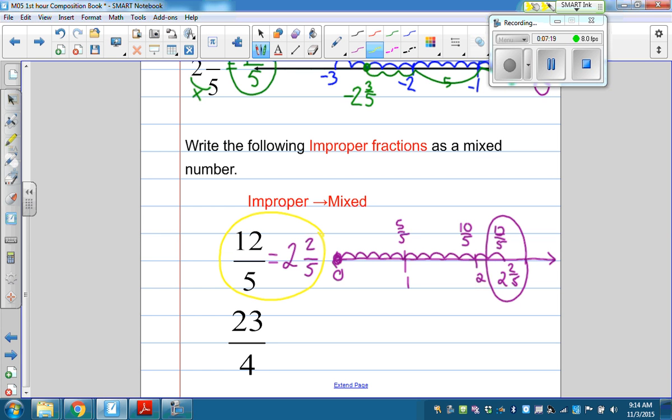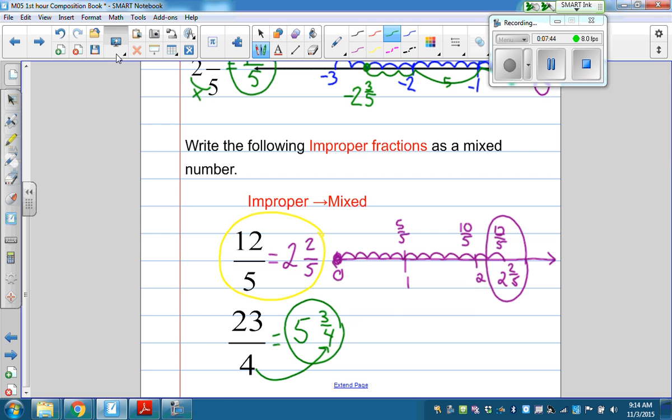Okay. So, want to do this one for me, Camille? Without a number line? The 4 goes into 23 5 times. Right. And 3 is left over. Right. So it's 5 and 3/4. Right. And the denominator stays the same.